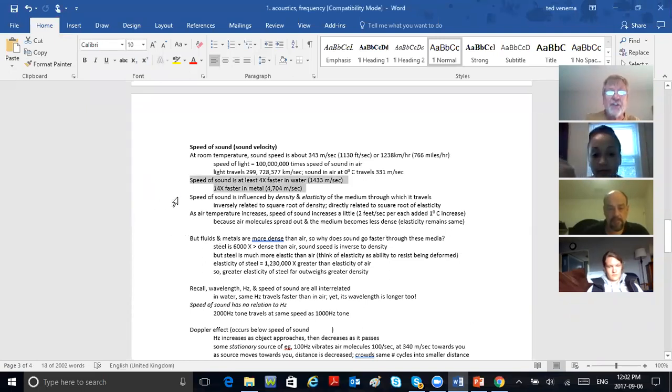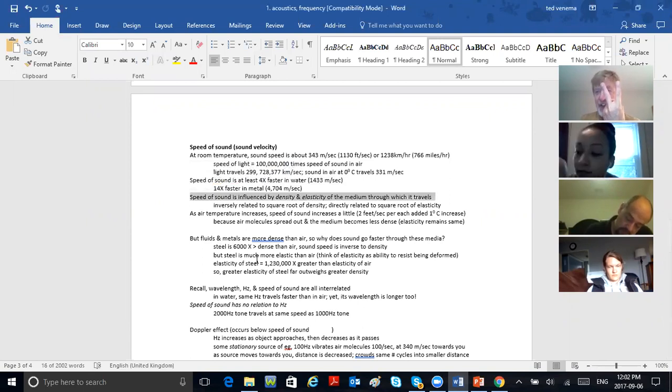This is one little section here. Speed of sound is influenced by two things: the density and the elasticity. Those two words, density and elasticity. Density is the mass, how tightly the molecules are together. Steel is way more dense than air. If you look at me here, I can move my hand through the air, so air isn't very dense.